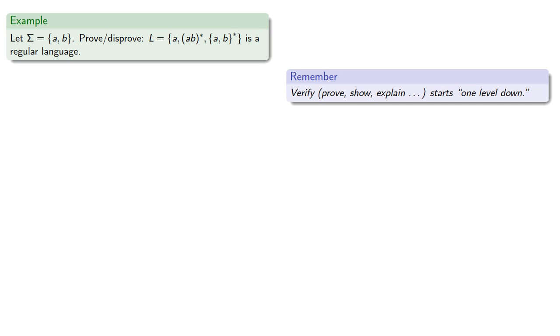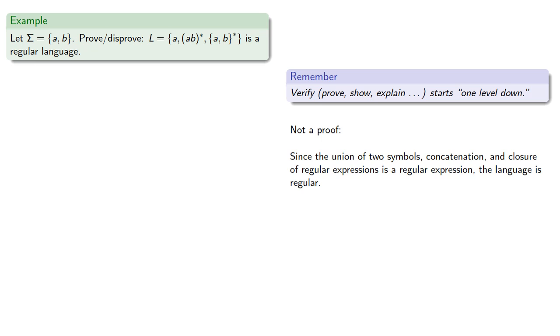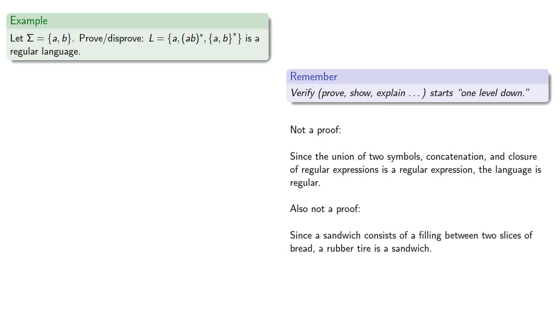For example, here's something that's not a proof. Since the union of two symbols, concatenation, and closure of a regular expression is a regular expression, the language is regular. The important thing to realize is that this is not a proof. To understand why, let's consider something else that's not a proof. Since a sandwich consists of a filling between two slices of bread, a rubber tire is a sandwich. And in both cases, the important thing is that we have not shown that our object meets these requirements, and so we need to go one level down.